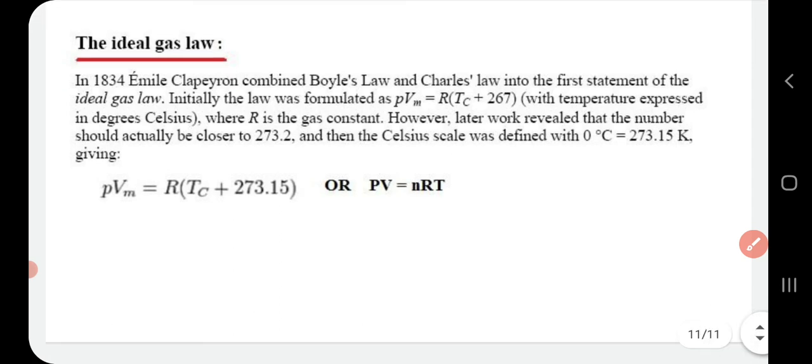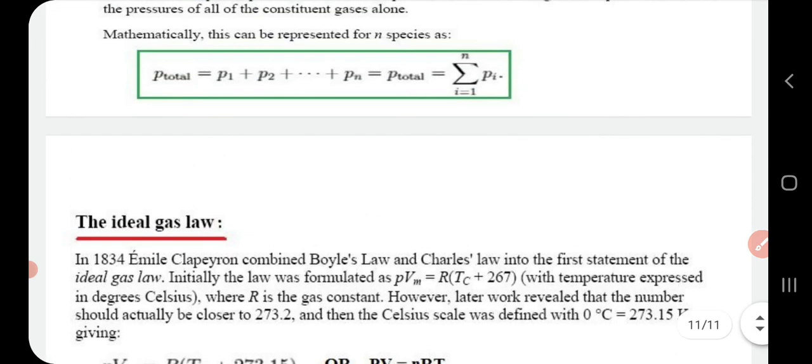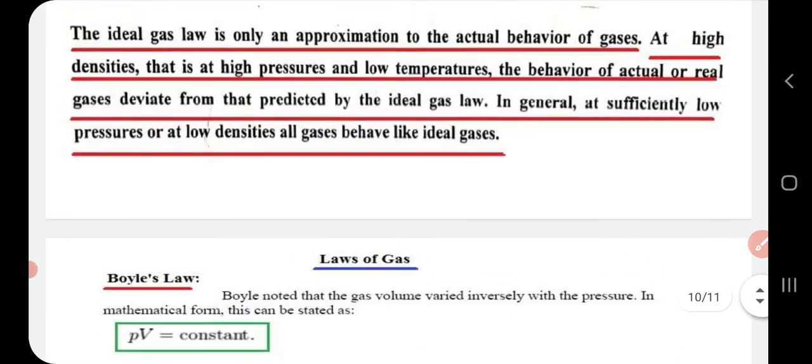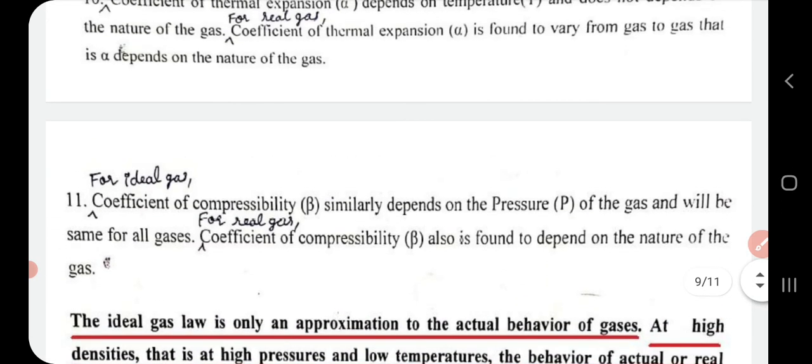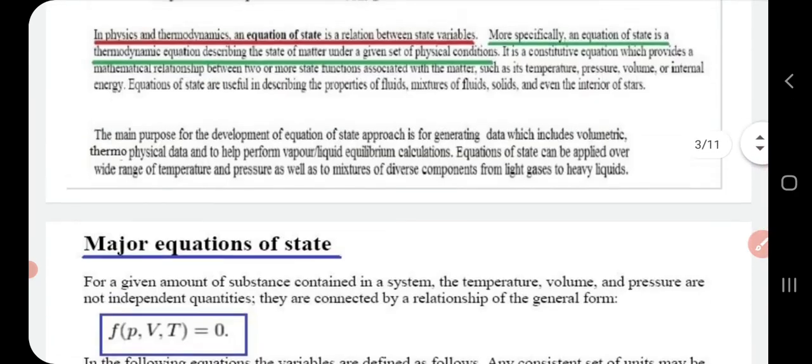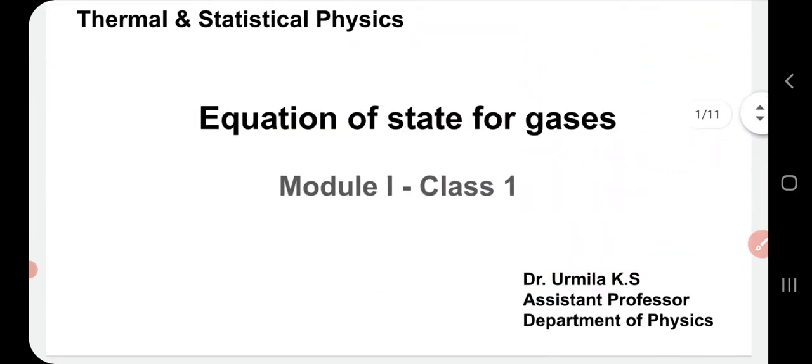Okay, so that's all for today. Just study the definition of equation of state, what are its applications and uses. In the next class we will study about the behavior of gases. Okay, thank you.